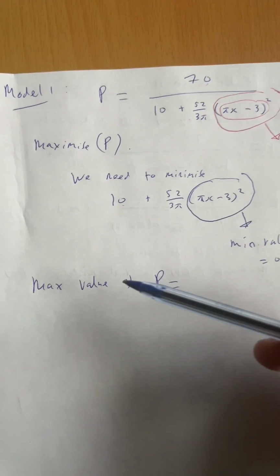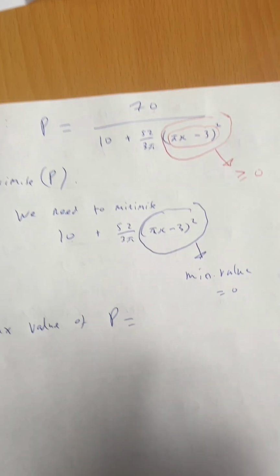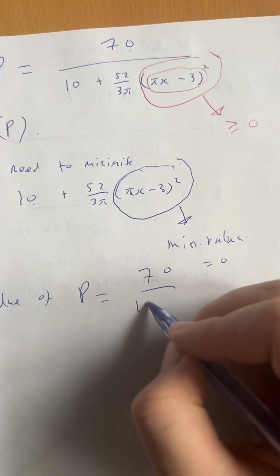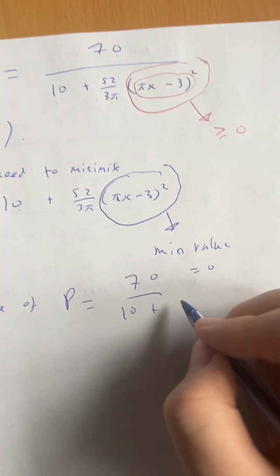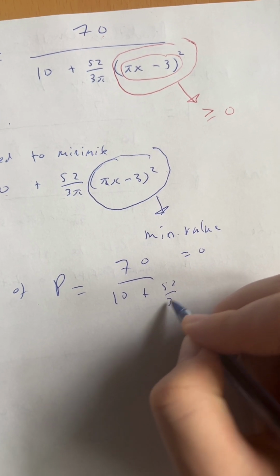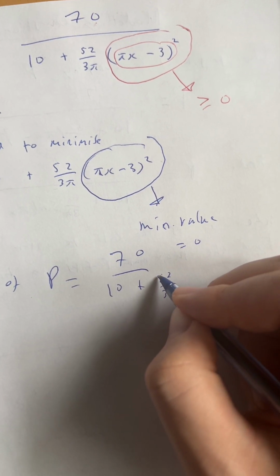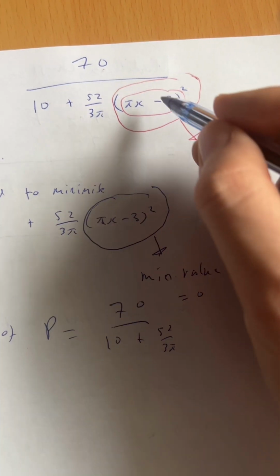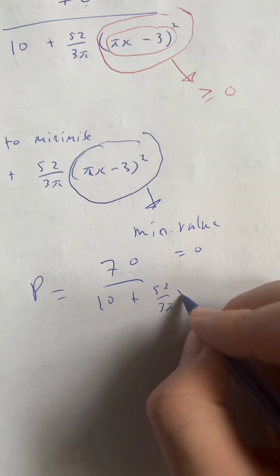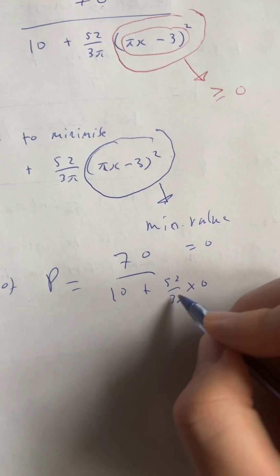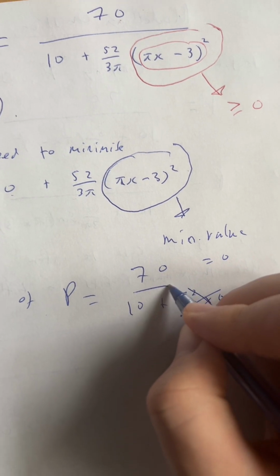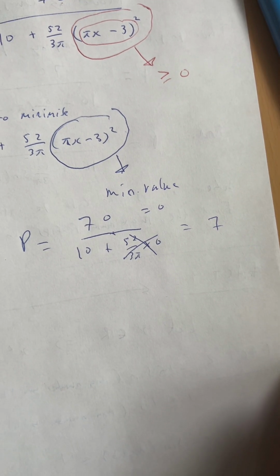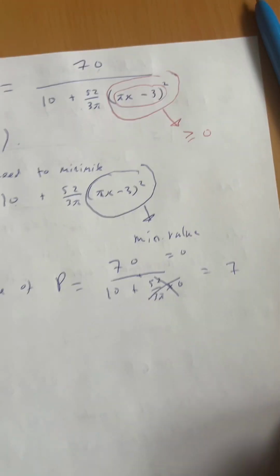So that means the maximum value of this profit is going to be 70 over 10 plus 52 over 3 pi. Sorry, my handwriting's really bad. Holding my phone up and trying to write at the same time is not easy. And then times by this number, 0. We need this to be 0 to maximize the profit. So now this just disappears because that's just 0. So the maximum profit is £7. Doesn't seem like a big profit, but oh well, that's the question.